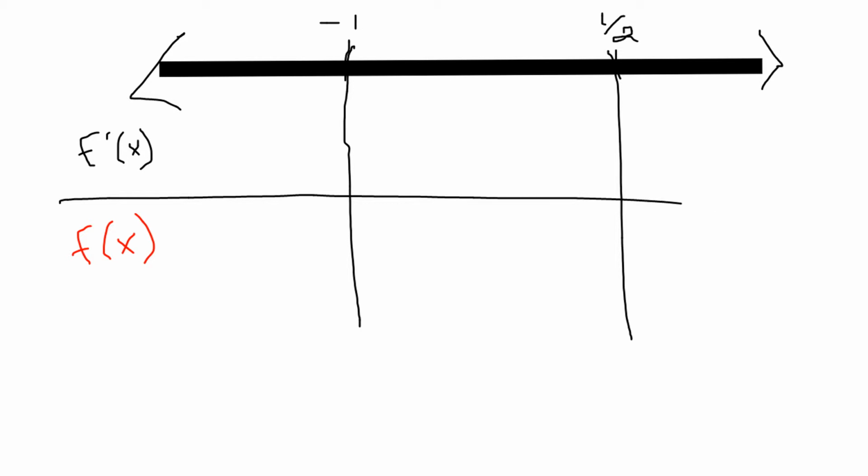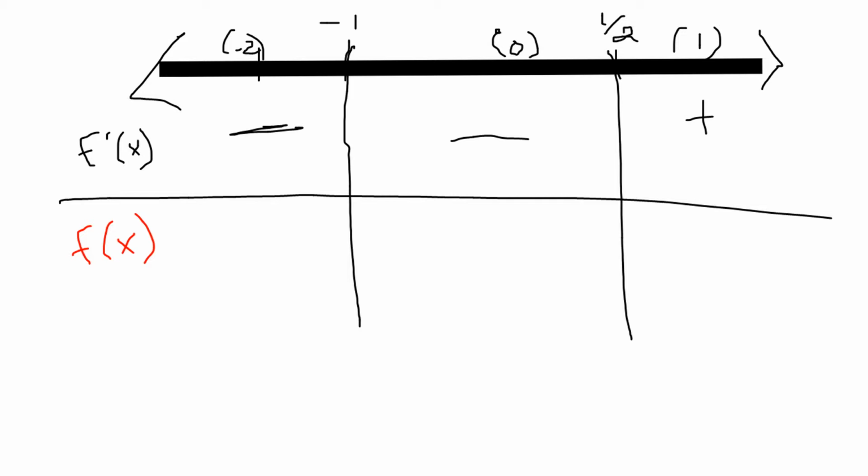So we're going to put a value that is lower than -1, so say -2, and plug that into our f prime of x equation, and we get a negative value. And then we're going to plug a value in between -1 and 1/2, say 0, which will give us another negative value. And then plug a value in that is greater than 1/2, say 1, and we get a positive value.